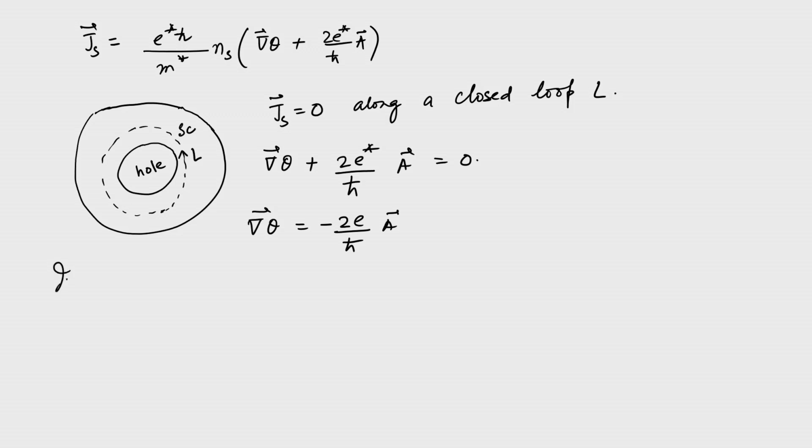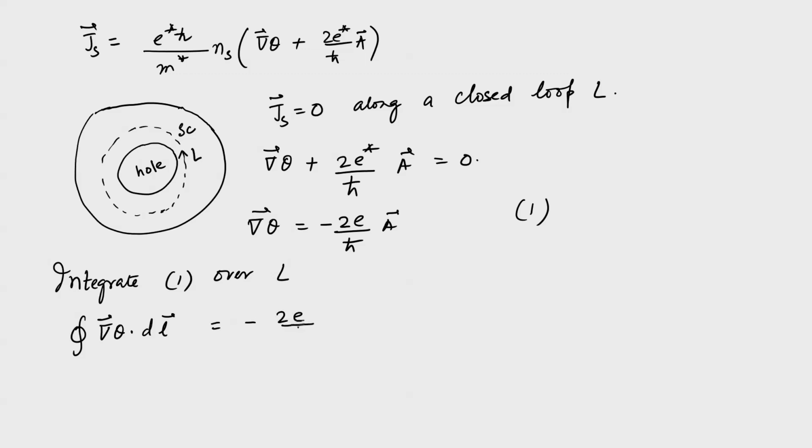Let us call this equation 1 here. So, if you integrate 1 over L, it is a closed integral. So, it is the gradient of theta dotted with dl. We take a small element of length dl along that capital L, the dashed contour, which is nothing but equal to minus 2E by H cross, and this is equal to A dot dl.